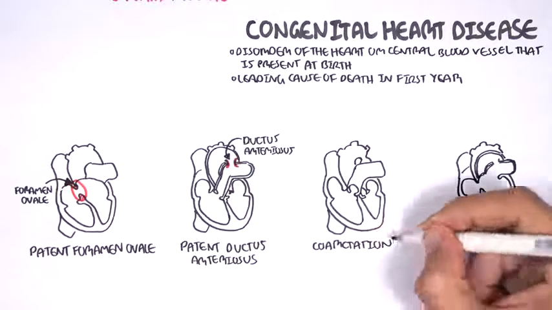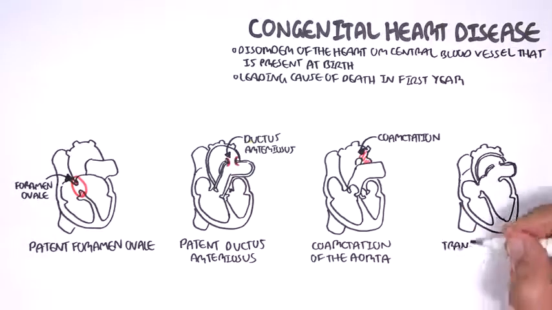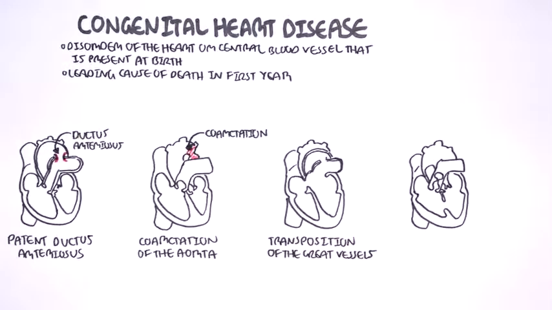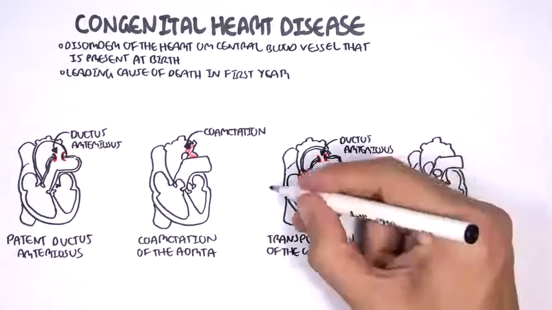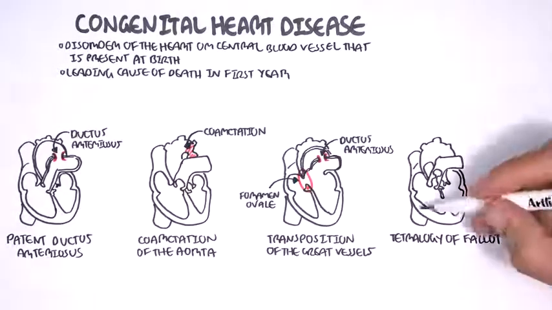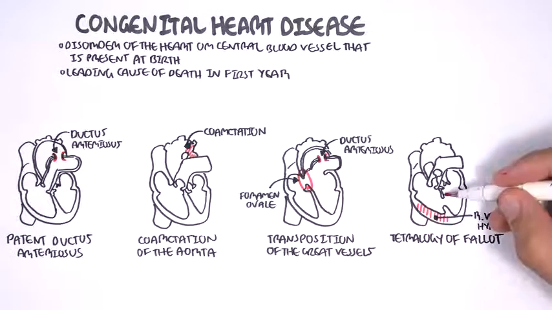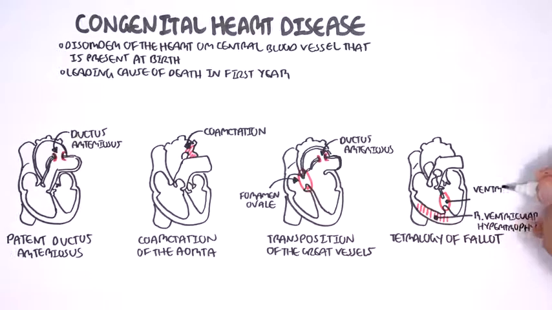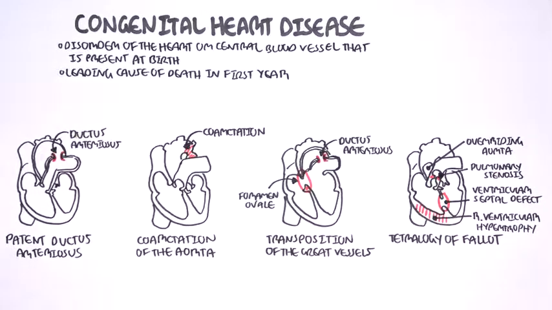Coarctation of the aorta is another congenital heart disease. Transposition of the great vessels is where both the foramen ovale and patent ductus do not close. And the final congenital heart disease we will mention is tetralogy of Fallot, which is composed of 4 things. These are the right ventricular hypertrophy, the ventricular septal defect, pulmonary stenosis, and the overriding aorta. So all these 4 represent tetralogy of Fallot.